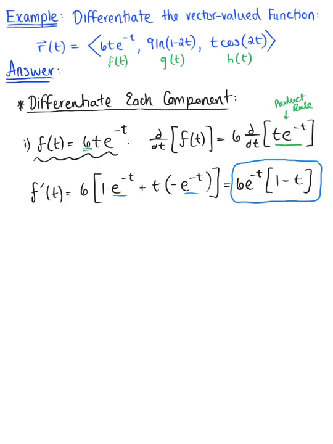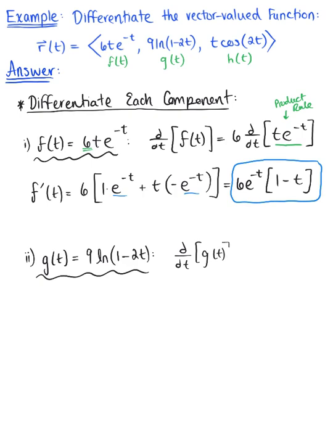So now let's go ahead and differentiate our g component. So here we have g of t is defined as 9 multiplied by the natural logarithm of 1 minus 2t. And again, here we are taking the derivative of both sides of this expression with respect to our arbitrary parameter t. And again, we've got a scalar multiple here, 9. So I'm going to keep that 9 on the outside of my derivative. So we have 9 multiplied by the derivative of the natural logarithm of 1 minus 2t.